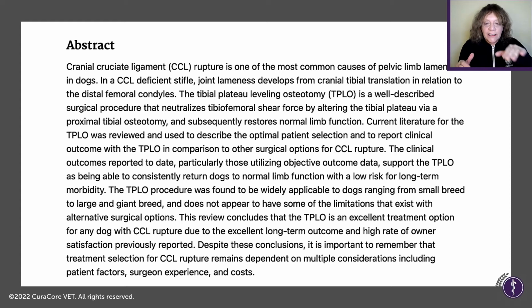They say it neutralizes tibiofemoral shear force by altering the tibial plateau, so bringing it flat after sawing the bone and then moving that top of the tibia. Okay, so yeah, that's fairly invasive, and subsequently restores normal limb function. It's not normal when you've changed the bony architecture. It's not normal when you have a plate in here. It's not normal when the majority of dogs post-op develop patellar tendon thickening and other problems. It's not normal to develop these severe post-operative complications that can then do whatever kind of mayhem to the joint.